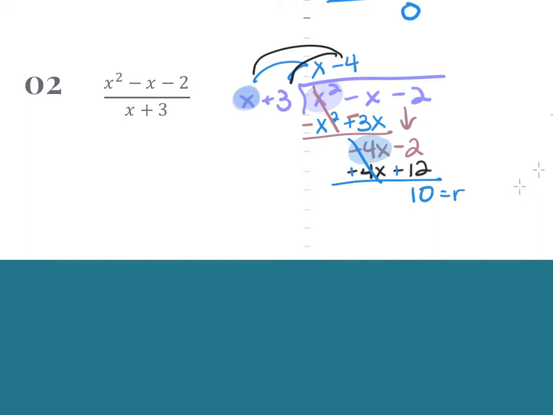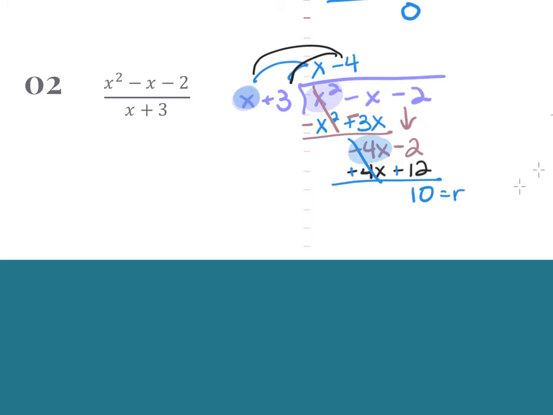So the first time, you change the sign on the second term? You change the sign on everything. So after you multiply what's on the top by what's on the outside, you change all the signs and then add them. Does that make sense? Okay. Otherwise, they won't cancel.